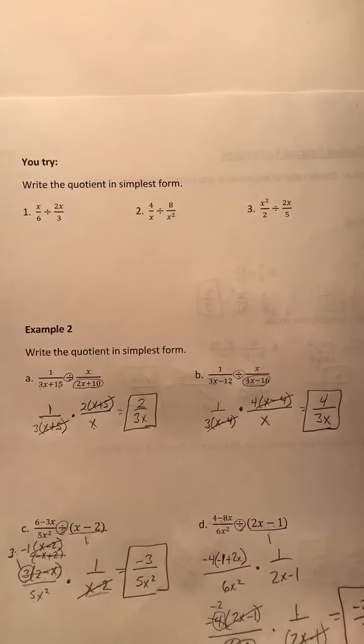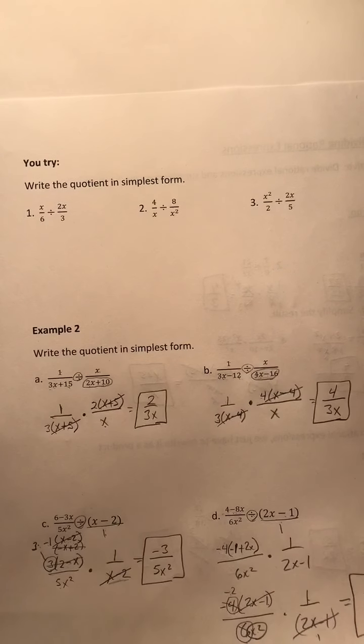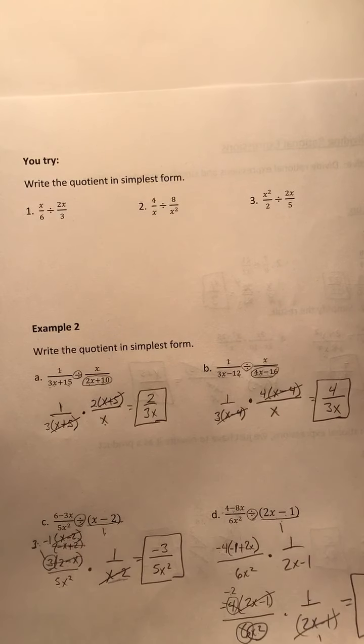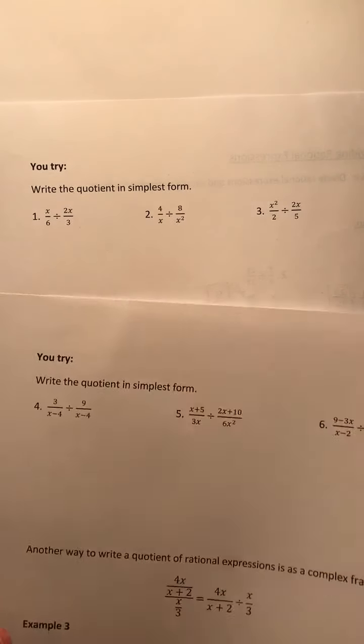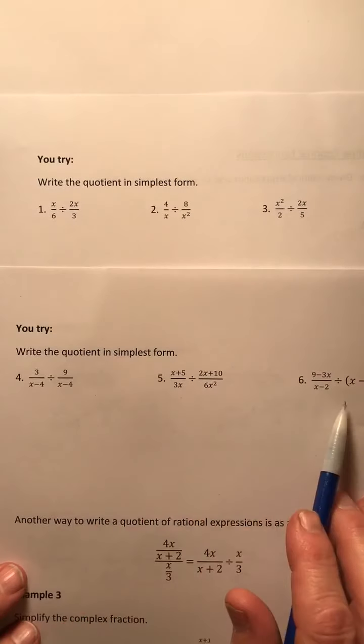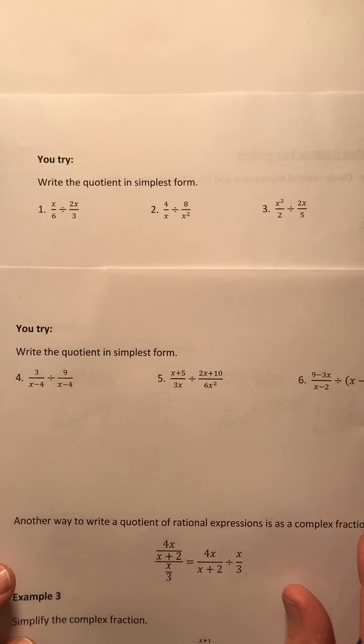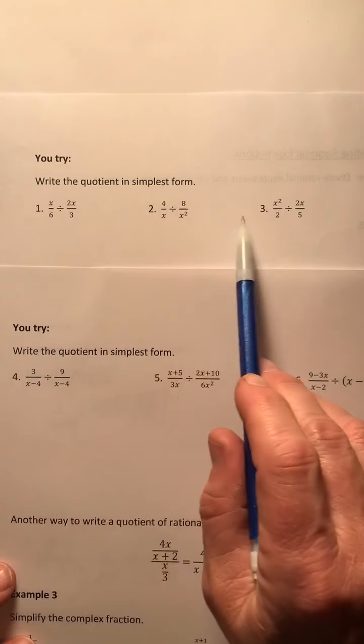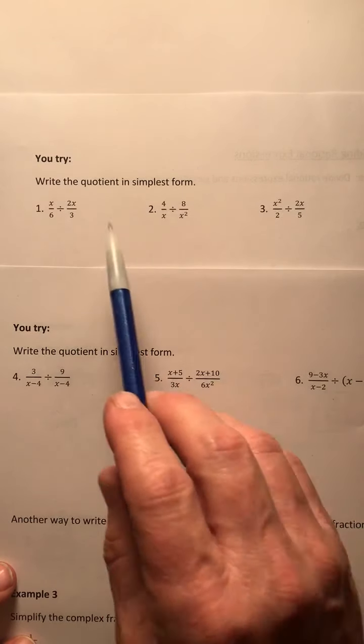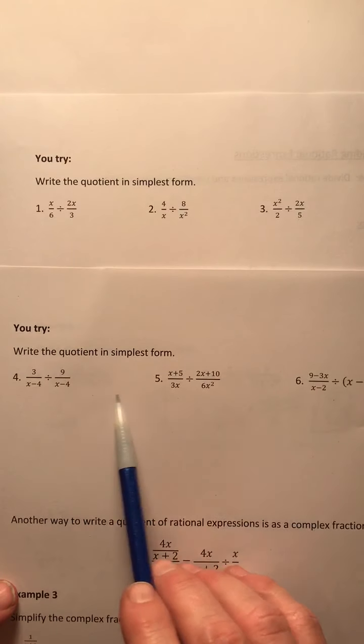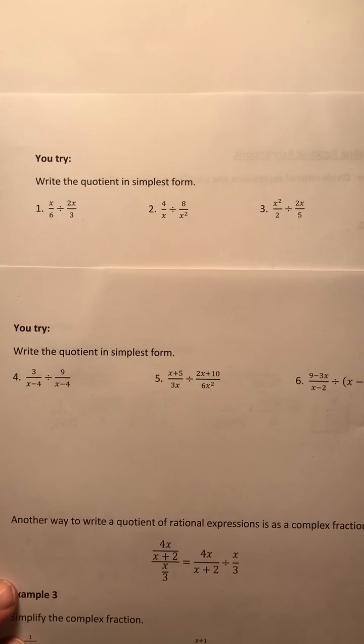So I'm going to give you these other U tries. All right. So on the next page, you have these U tries. So that's all you're doing today for homework is you're going to do these 6 U tries. So the first 3 and then the other 3. All right. And that's it.